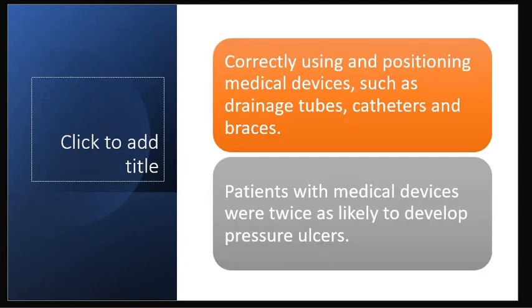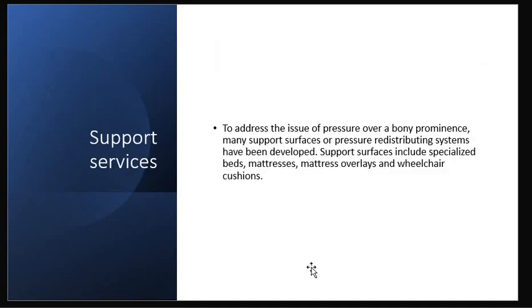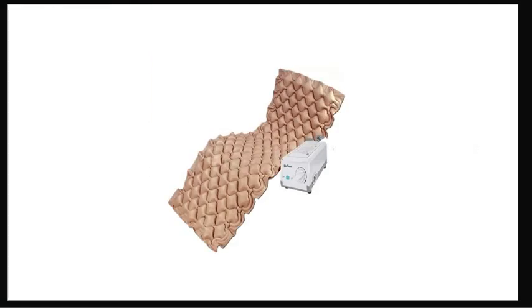Yes, we use some correct positioning devices which make the patient mobile, like draining tubes, catheter, and braces. And we can use some medical devices or ripple mattresses as well to make the patient mobile after every 2 hours. And last is a support system. Support system is usually with a bed, mattresses, overlays, and wheelchairs as well. Like in this picture, this is a picture of the ripple mattress, and we can see there are bubbles over the ripple mattress, due to which less pressure is exerted over the patient's skin.